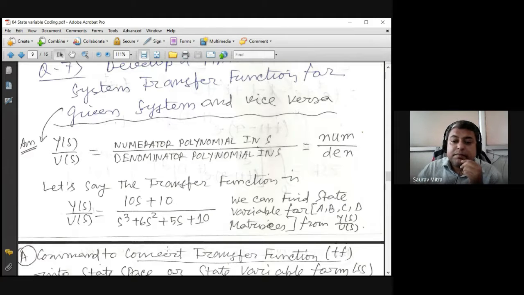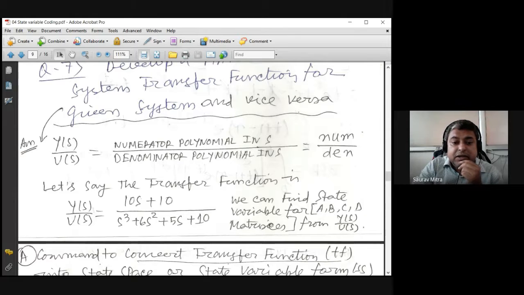Feedback is coming from the output, and always we know that y(t) is equal to q1(t), where q is the first state variable. All those things we know, and this kind of numerical we have also solved. So you understand that, and that will be enough. In 10s plus 10, in the numerator we find that there are two coefficients, one is 10, another is 10. The s square and s cube terms are not there in the numerator. So if you are drawing the companion form, at the top portion there will be two multipliers, and at the bottom there will be three multipliers, and the gains will be minus 10, minus 5, and minus 6.